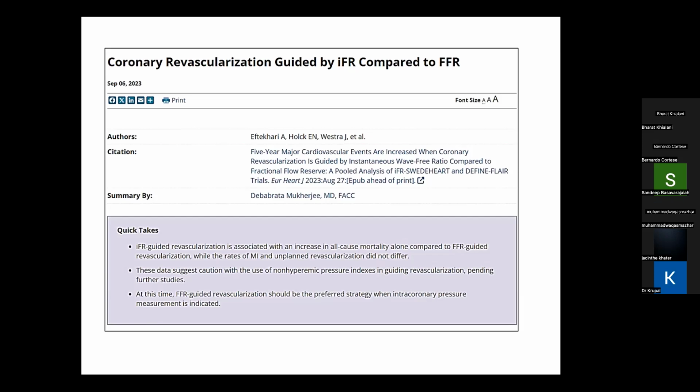Yes, I completely agree. But when there is some confusion, probably we should rely more on FFR when there is a discrepancy between iFR and FFR. Yeah, but the SWEDEHEART trial led to different conclusions, no? Yes, that was a non-inferiority trial, not about superiority. Yeah, and this was also a non-inferiority trial, by design. By chance, they both were non-inferiority trials. Both basically showed that you could use iFR. Exactly, they are both non-inferiority trials. So how can you say that?